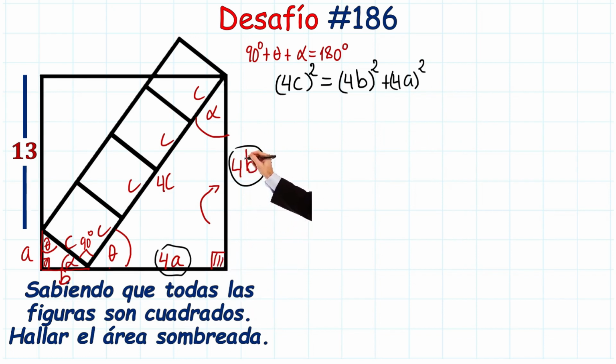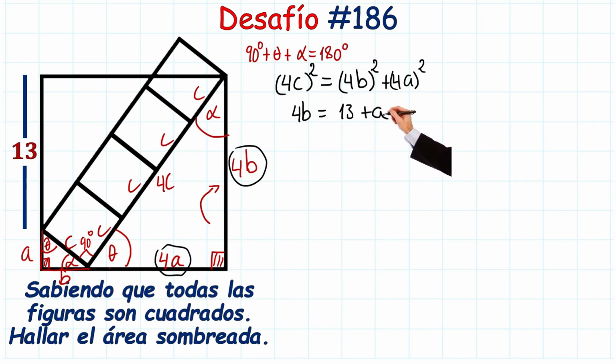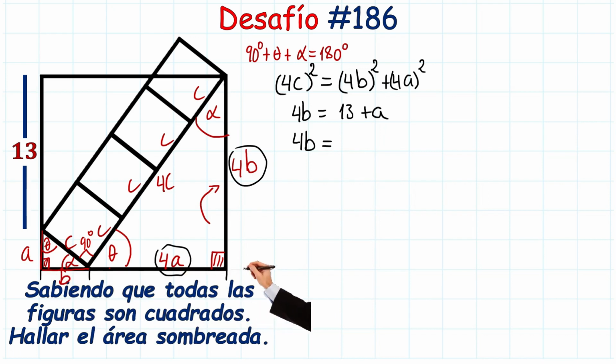So we have 4B here, and over here we have 13 plus A. So 4B must equal 13 plus A. What else do we know? Well, we know that this side here must also be equal to this side over there because it's a square. So we know that 4B equals... how long is this side? Look, from here to here it measures 20 centimeters. And from here to there measures 4A. So all together it would be B plus 4 times A.